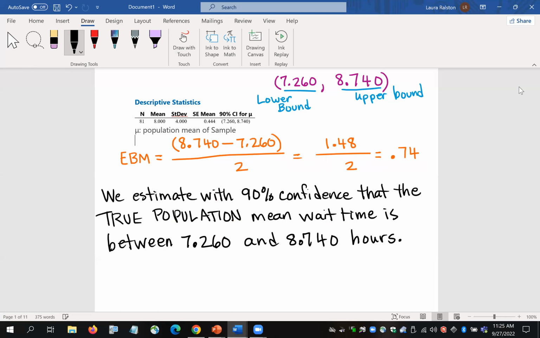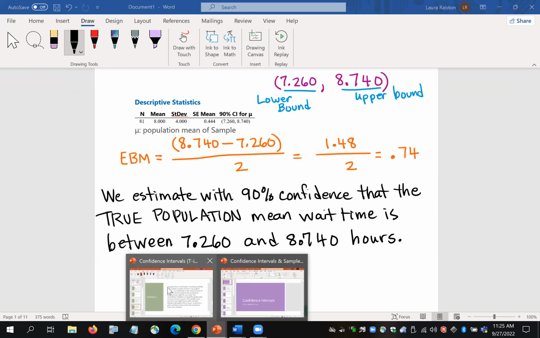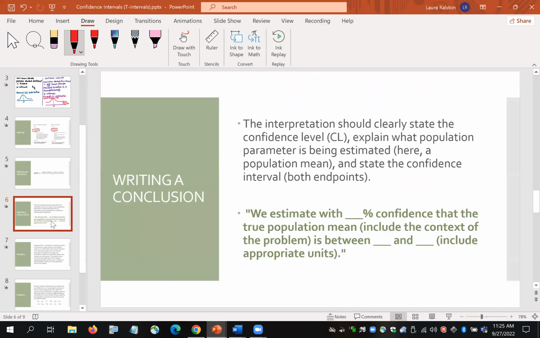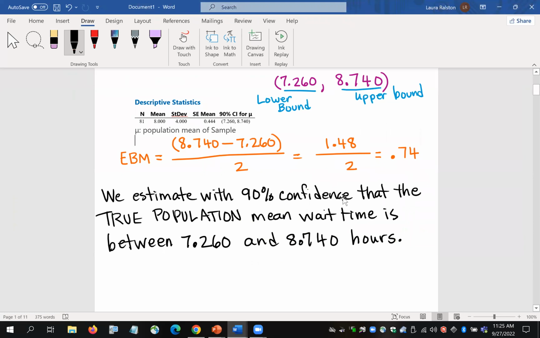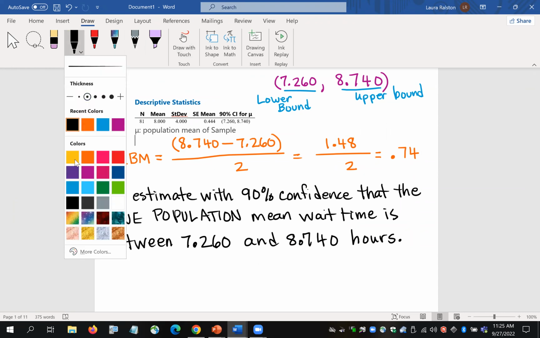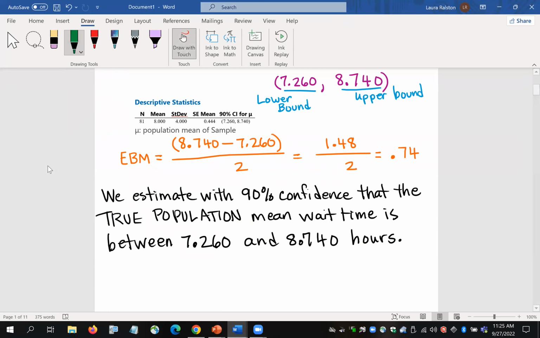Okay. So again, we're just filling in the blanks. I'm using literally the exact words that were on the slide. And let me tell you what slide number it was. On slide 6, and I'm filling in the blanks. We estimate with 90% confidence that the true population mean. Guys, those words are important. We talked about that last week. You have to have the words true population mean, and then whatever the variable is, in the conclusion. That's why I capitalized them. Those words are important. Questions before we move on?